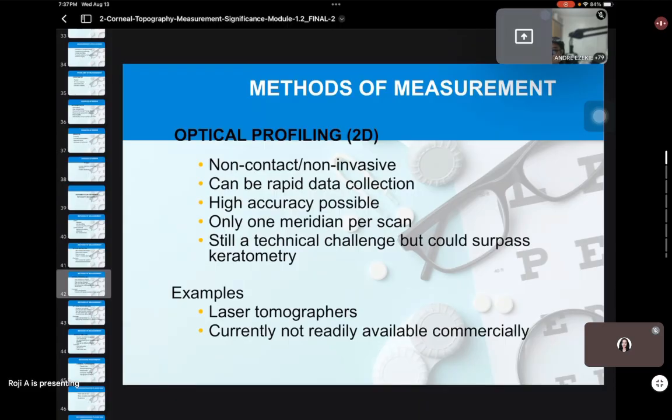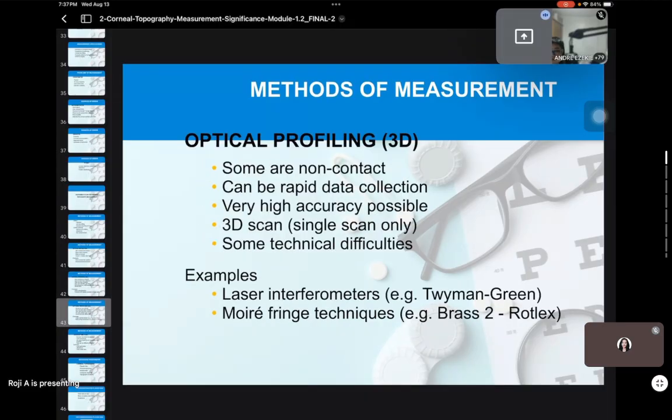Okay. Next, we have optical profiling 3D. Again, I was just saying, of course, 3D is more on appreciating the full dimension. That's why, I don't know if you're familiar, when my wife was pregnant, there's what you call ultrasound with 4D. So you can see also the face, you can see the hands, because you see more detail, right?